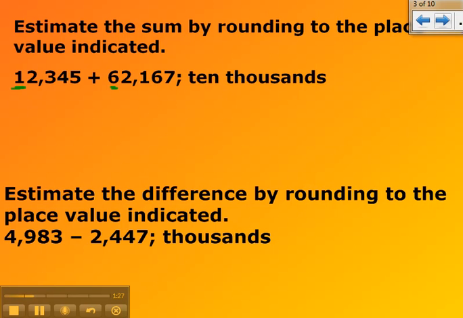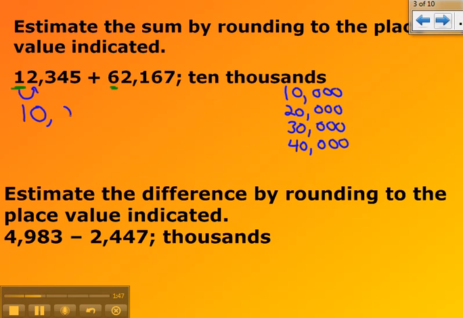When I round to the 10,000s, I'm looking for numbers like 10,000, 20,000, 30,000, 40,000, and so on. That's going to show me I'm rounding to the 10,000s place. If I round this one, I'm going to look to the number to the right of the 1. It's a 2, so it tells me to keep that a 1. This is going to become 10,000 when rounded to the 10,000s place.